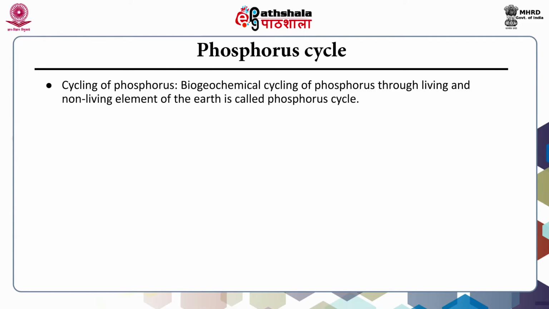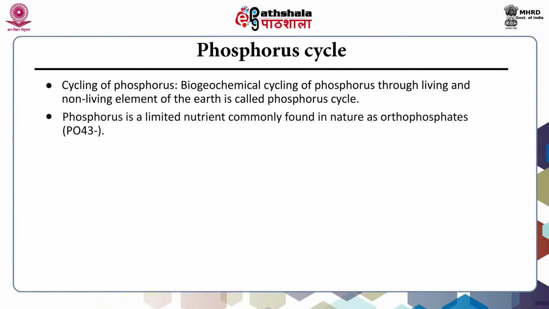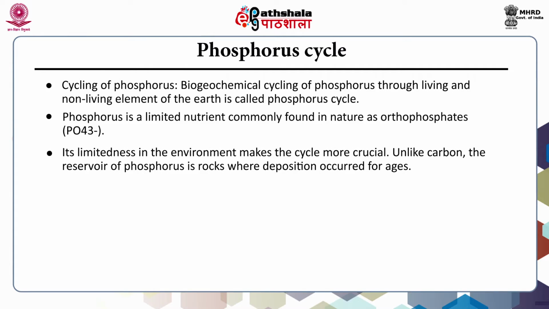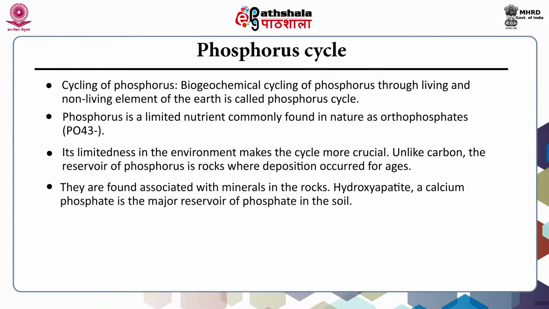The biogeochemical cycling of phosphorus occurs between the living and the non-living element of the earth. The phosphorus is a limited nutrient which is found in nature in terms of orthophosphates. Its limitedness in the environment makes the cycle very crucial. Unlike carbon, the reservoir for phosphorus is rocks, where the deposition occurs through ages. They are found especially as minerals associated with rocks. Hydroxyapatite, a calcium phosphate, is a major reservoir of phosphate in the soil.